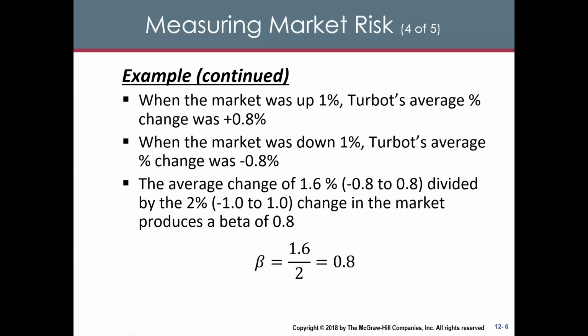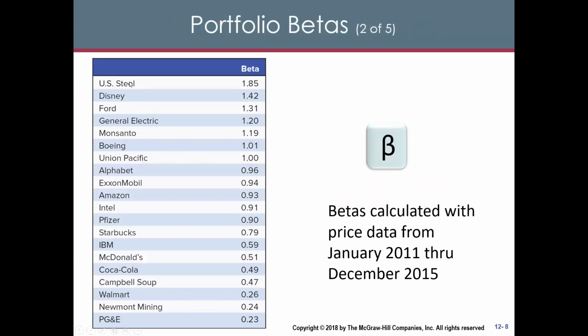We can calculate beta for all the companies. We use the change for those stocks and compare to the change of the market portfolio, and we can produce a beta for each of those companies. We can see some companies have larger beta. For example, the US Steel here has a beta of 1.85, which means on average, if the market is up by 1%, this company will be up by 1.85%. And vice versa, if the market is down by 1%, this company will be down by 1.85%. So it's very sensitive to the market.